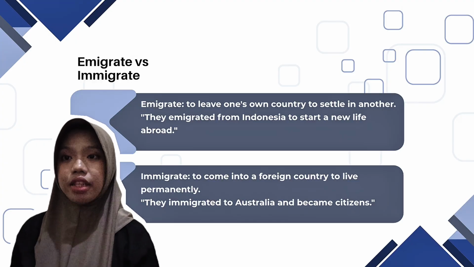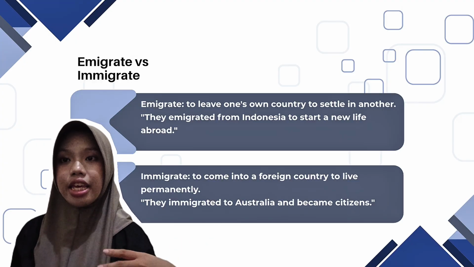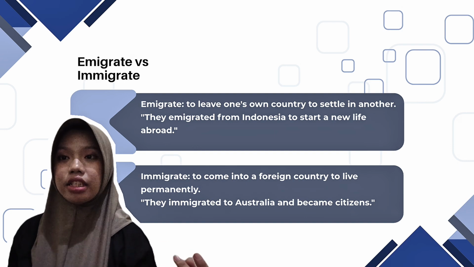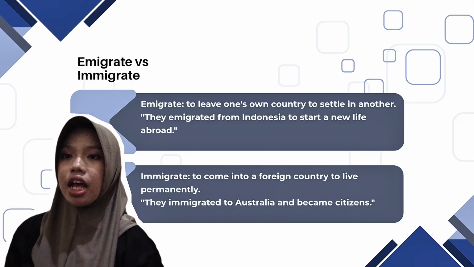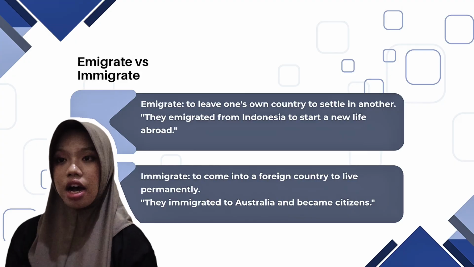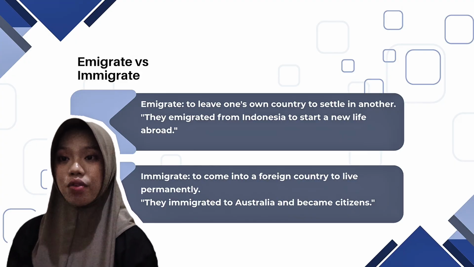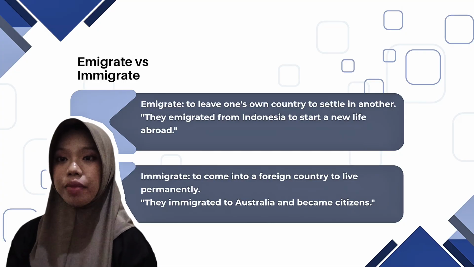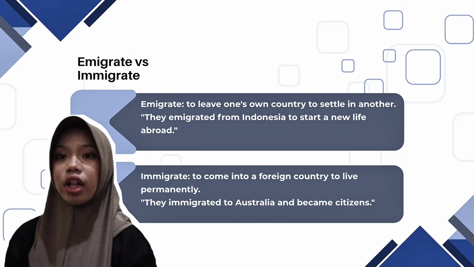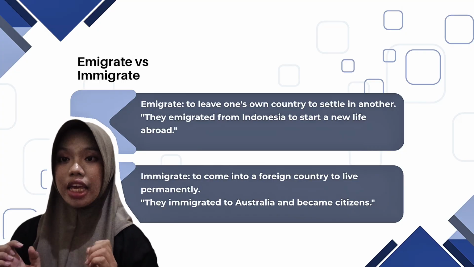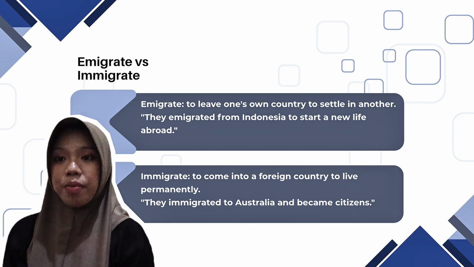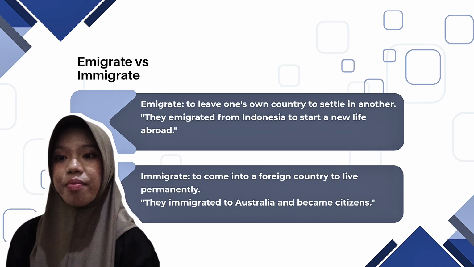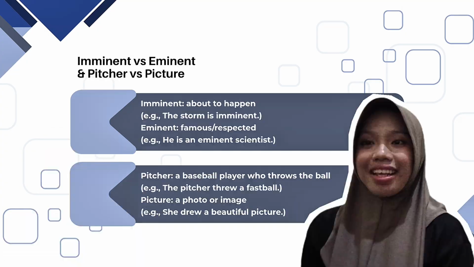Okay, emigrate, I use e in front of the word. Emigrate means leaving your country to live in another country. For example, they emigrated from Indonesia. Meanwhile, immigrate uses I. Immigrate means entering a new country to live there. For example, they immigrate to Australia. The difference is simple. Emigrate means leaving a country, immigrate means entering a country.